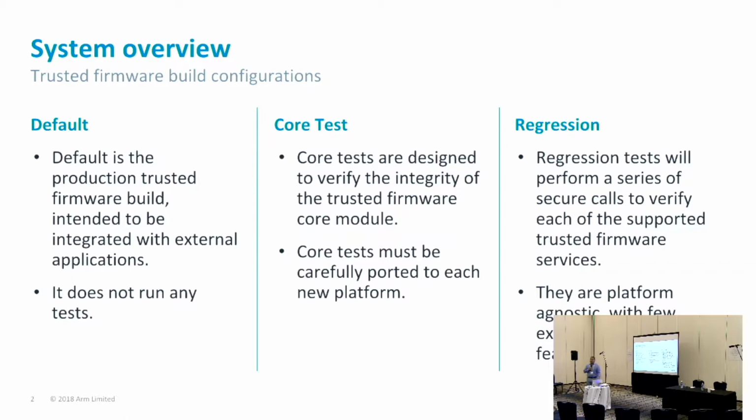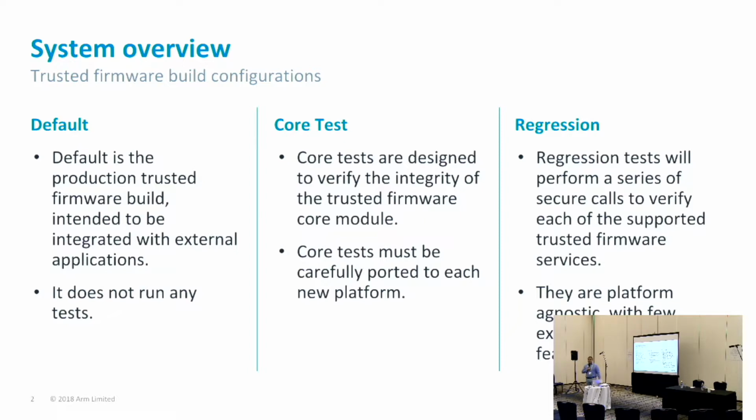Trusted firmware comes with 3 configurations, two of which already contain some sort of tests. The default configuration is intended for production builds, so it does no special testing. The core test build configuration is intended to validate the functionality of the TFM core module, and it is very closely bound to the platform hardware, and special consideration should be taken when introducing a new platform to the system when porting the core test.